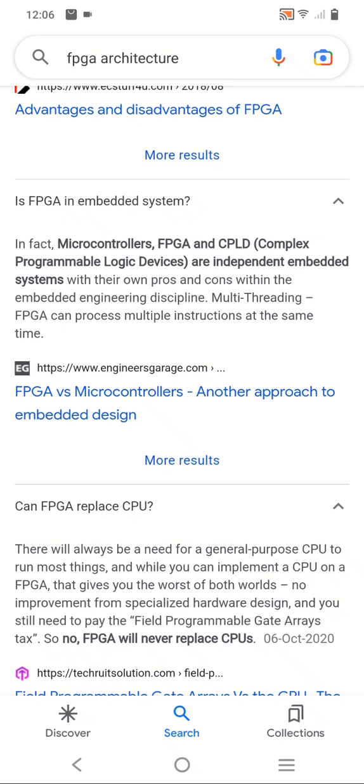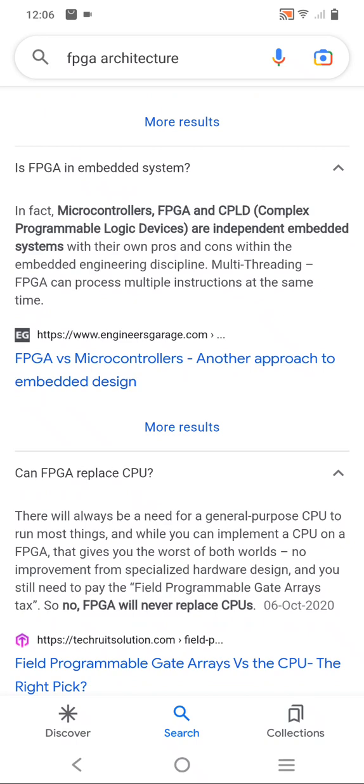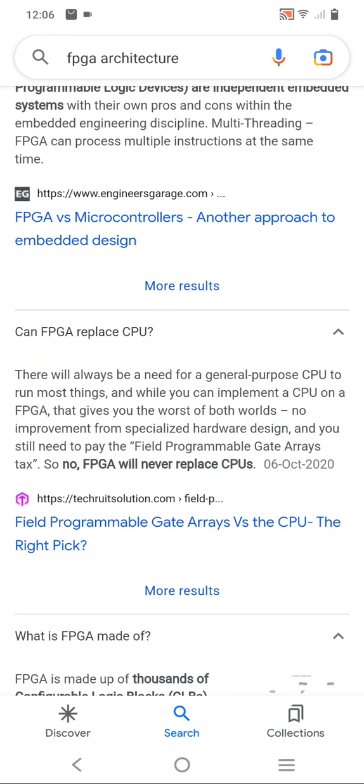They do different kinds of processing and support the environment, doing fast multi-threading and multiprocessing. Those things are all done by microcontrollers, FPGAs and CPLDs, complex programmable logic devices, or independent embedded systems. They are called embedded systems: systems which are embedded into other kinds of systems.